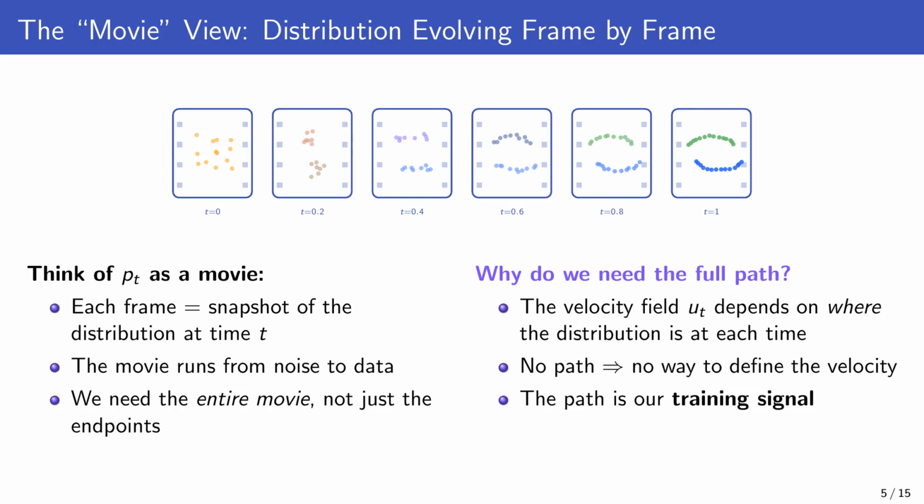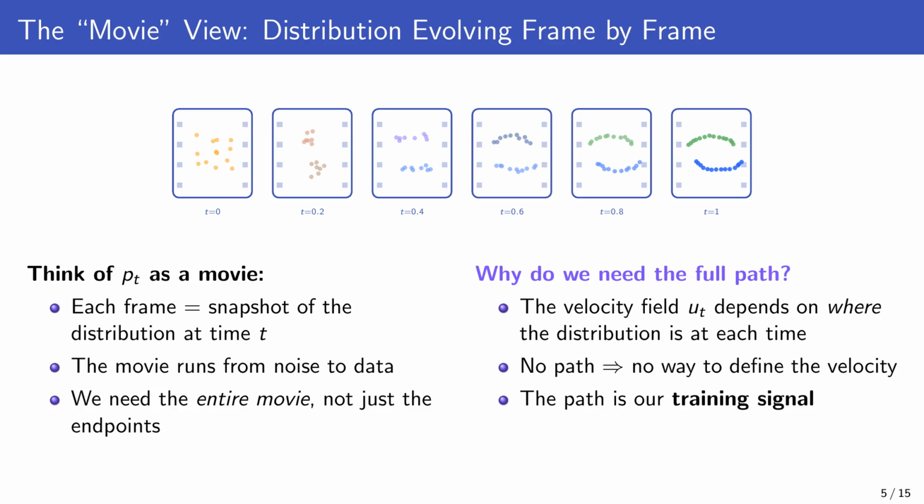Think of the probability path as a movie. Each frame of the film strip on this slide is a snapshot of the distribution at a particular time. At t equals 0, the first frame, we see a random cloud of noise. As t increases, the points start organizing themselves. By t equals 0.6, you can begin to see the two crescent shapes emerging. At t equals 1, the final frame, we have clean two moons data. This movie metaphor is important because it tells us exactly what a probability path is. A continuous sequence of distributions, one for each time t. Not just the start and the end, but every frame in between.